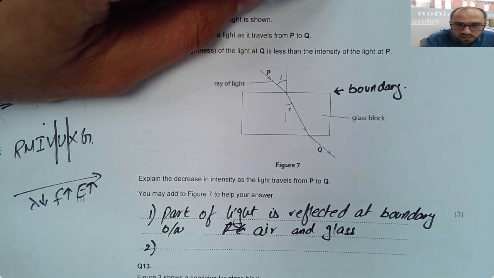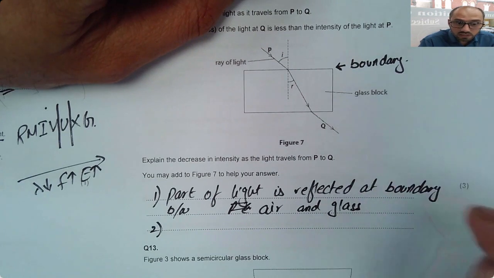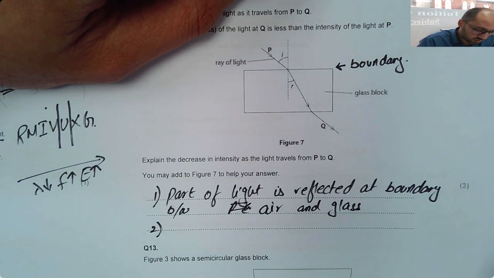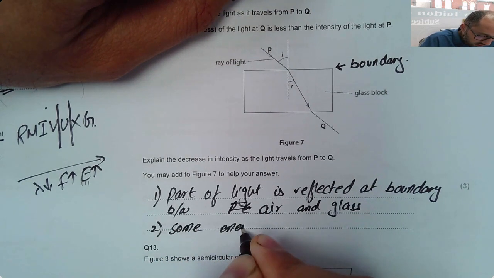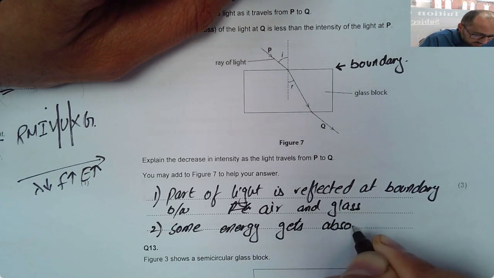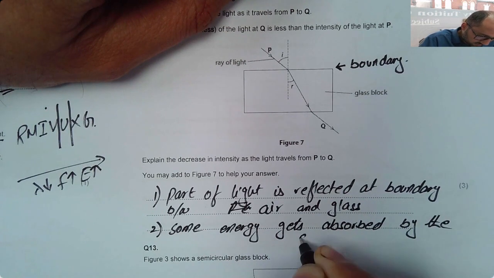Number 2, we can see the light enters into the new material, so transmission is taking place, and we learned when transmission takes place then some of the light also gets absorbed. So we can say some energy gets absorbed by the glass.